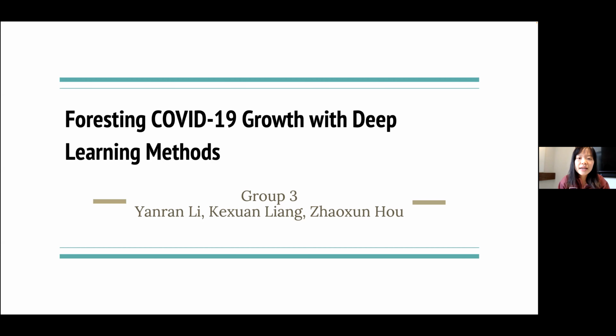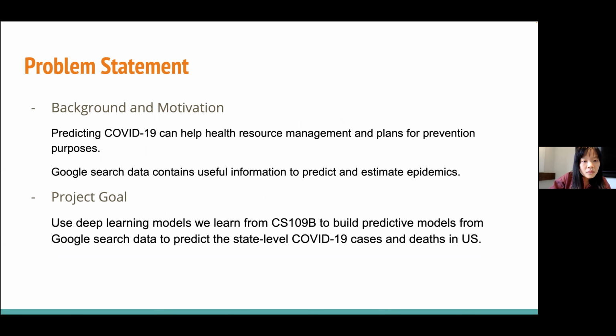Today we are presenting our project about forecasting COVID-19 growth with deep learning methods. Understanding and predicting the evolution of COVID-19 diffusion has become of primary importance in the United States. Our project goal is to use deep learning methods we learned from this course to build predictive models from Google search data to predict the state-level COVID-19 cases and deaths in the US.